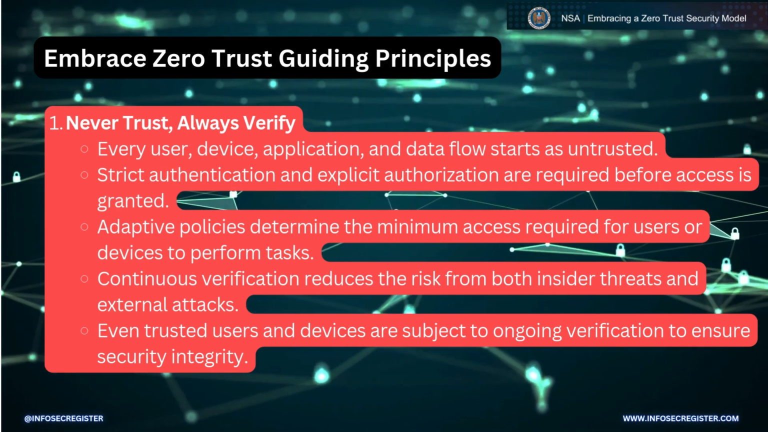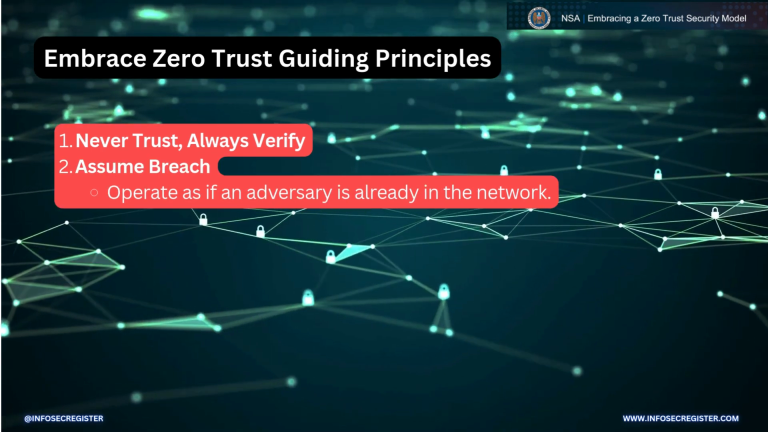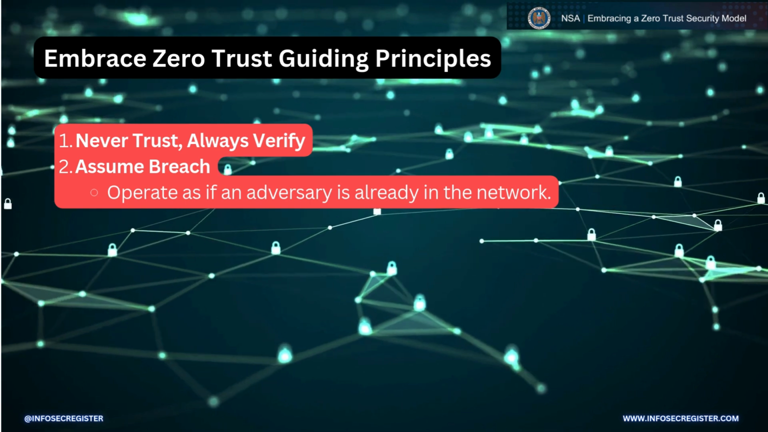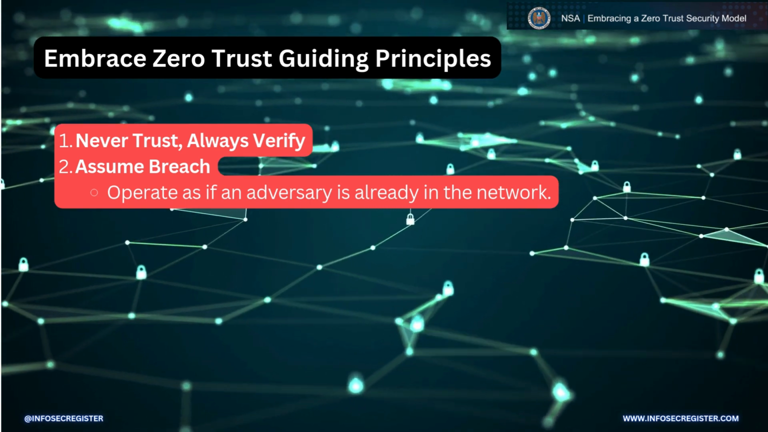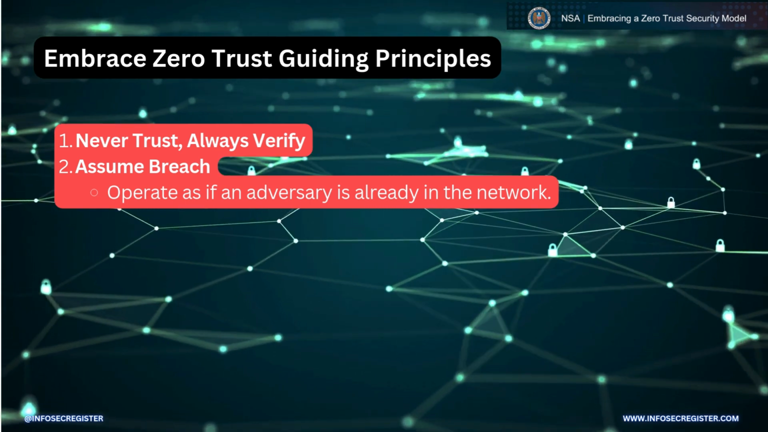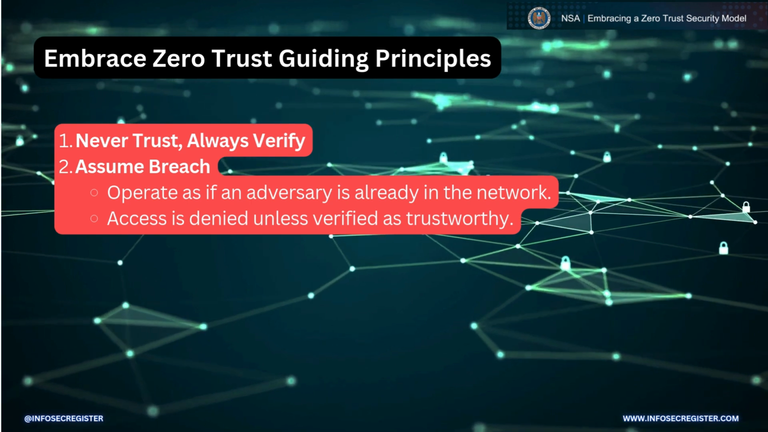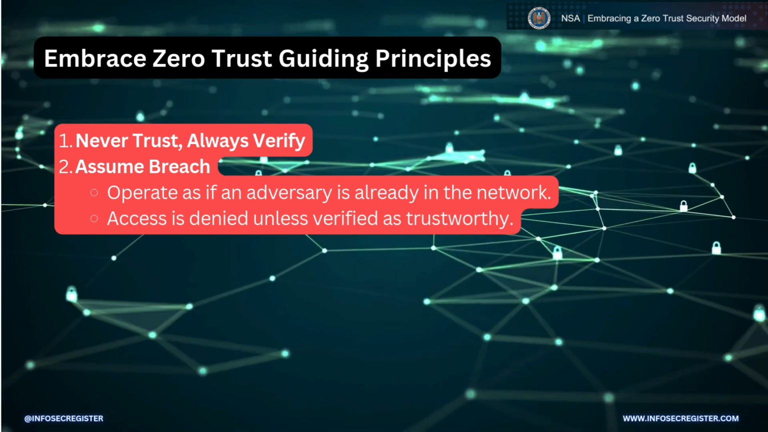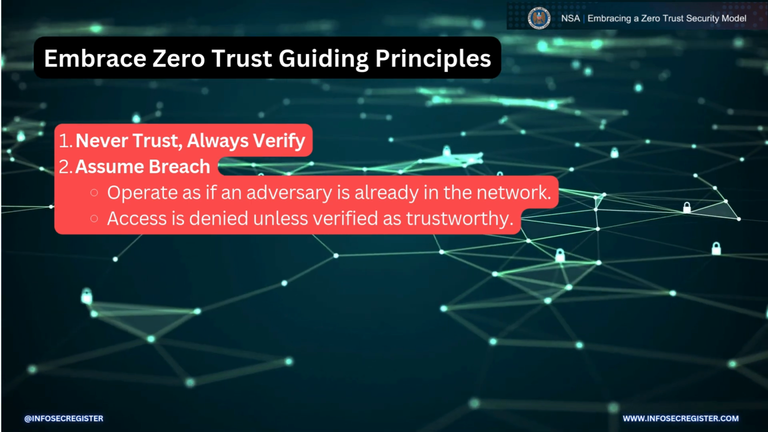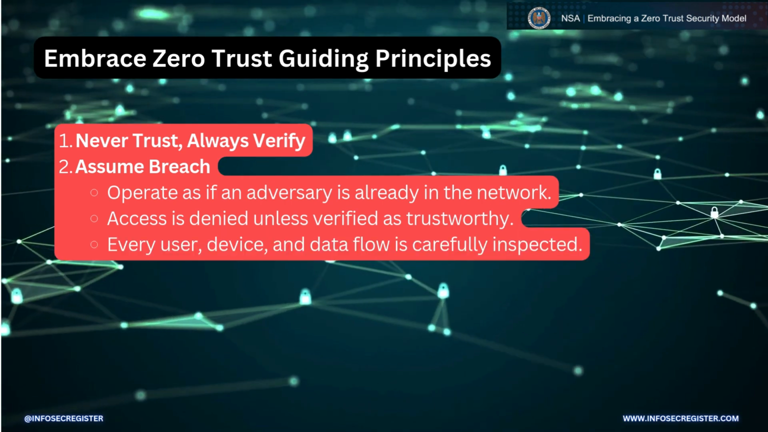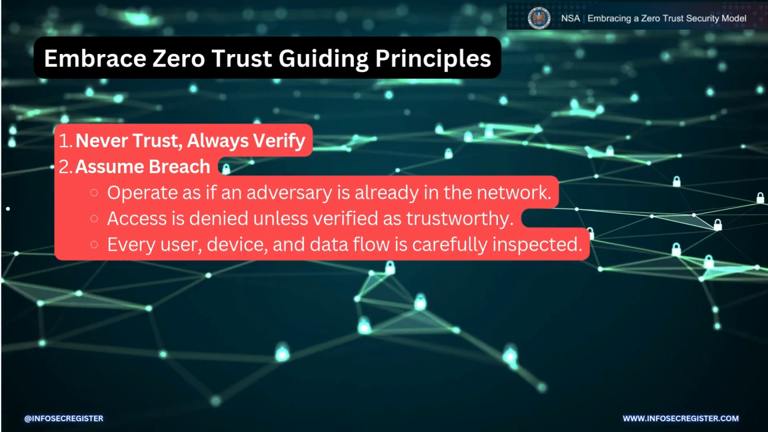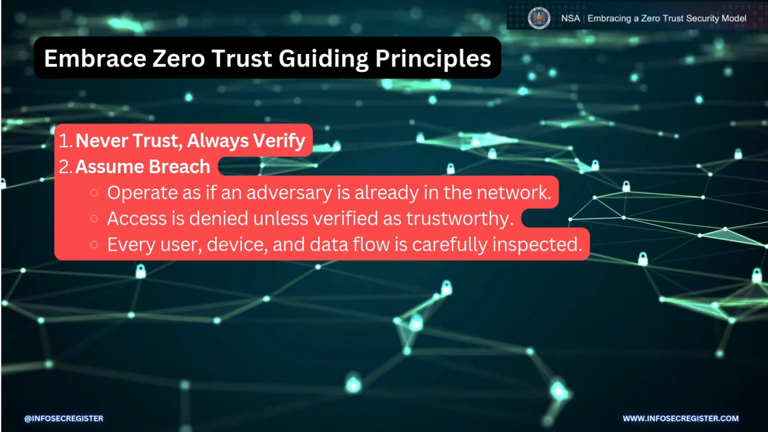This principle effectively minimizes the risk of insider threats and external attacks, ensuring that even trusted users are not exempt from scrutiny. Zero Trust operates on the assumption that a breach has already occurred or that an adversary may already be inside the network. This proactive stance requires organizations to deny access by default unless verified otherwise. All users, devices, data flows, and requests for access should undergo rigorous scrutiny.